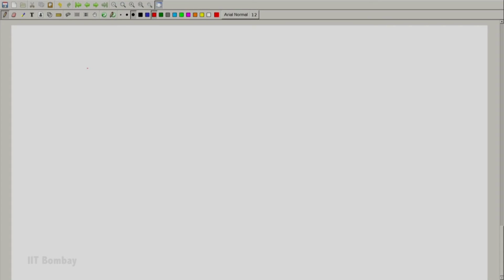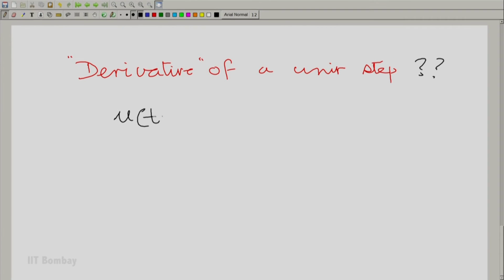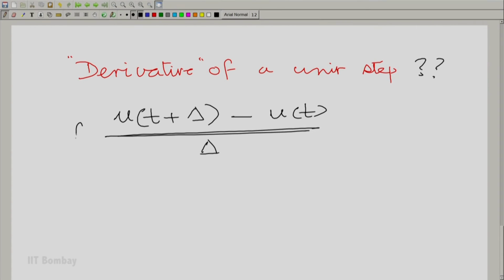Now, let us ask a general question. I know that if I took the derivative of a unit step, I should get the unit impulse, but then I need to justify that by the definition of a derivative, and let me do that now. So, let us ask, what is the derivative of a unit step in the traditional sense? If we take the first definition, it should be something like [u(t + δ) - u(t)] divided by δ, with a limit as δ tends to 0.